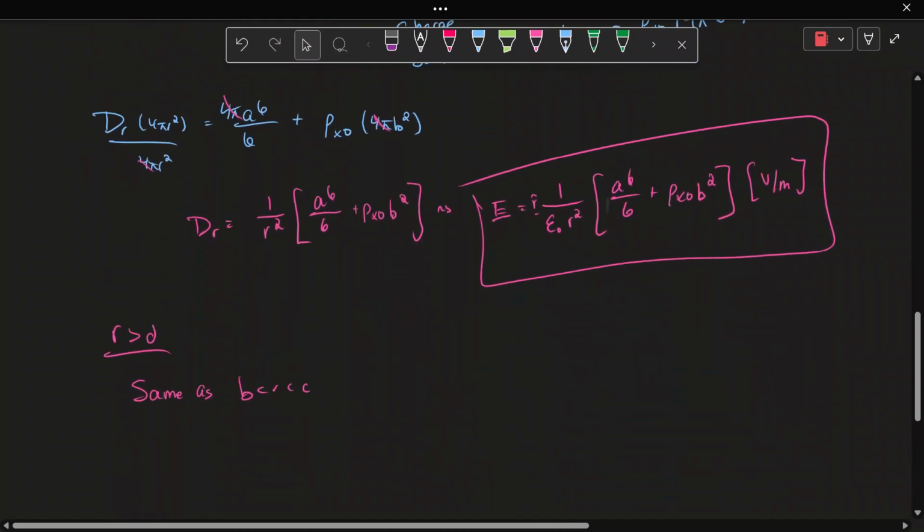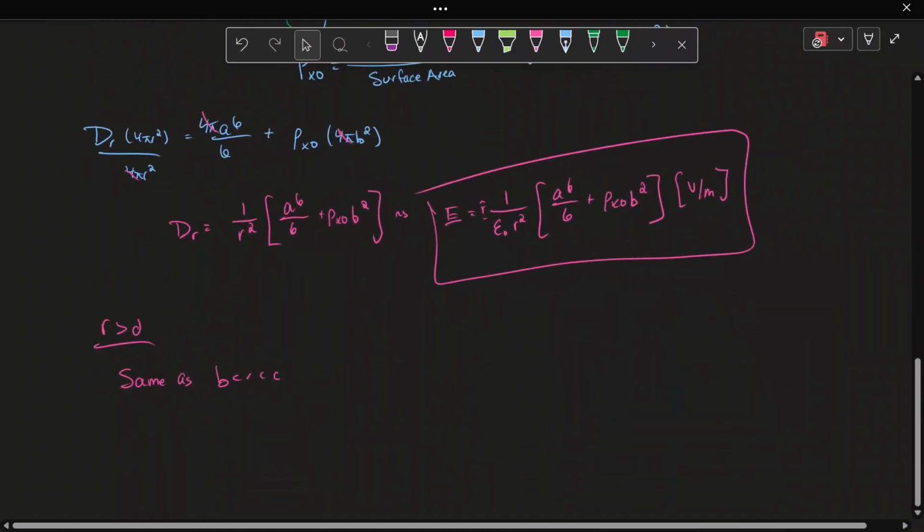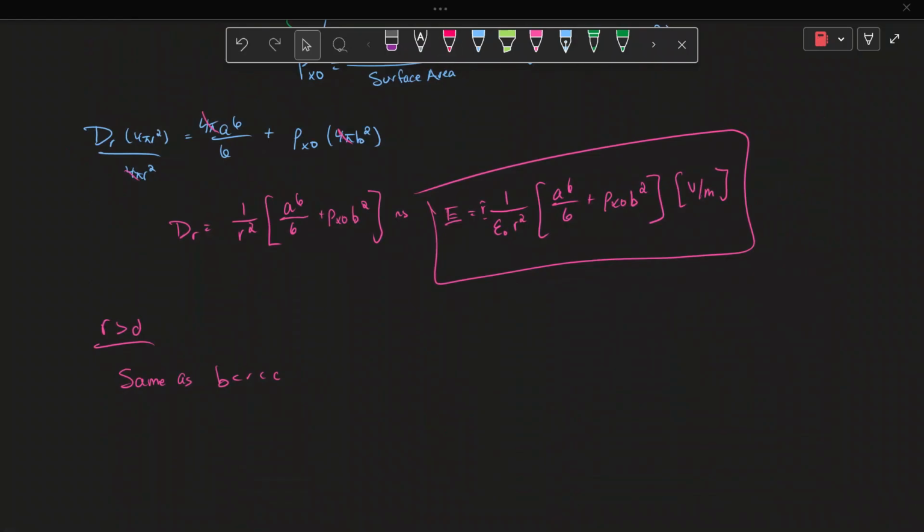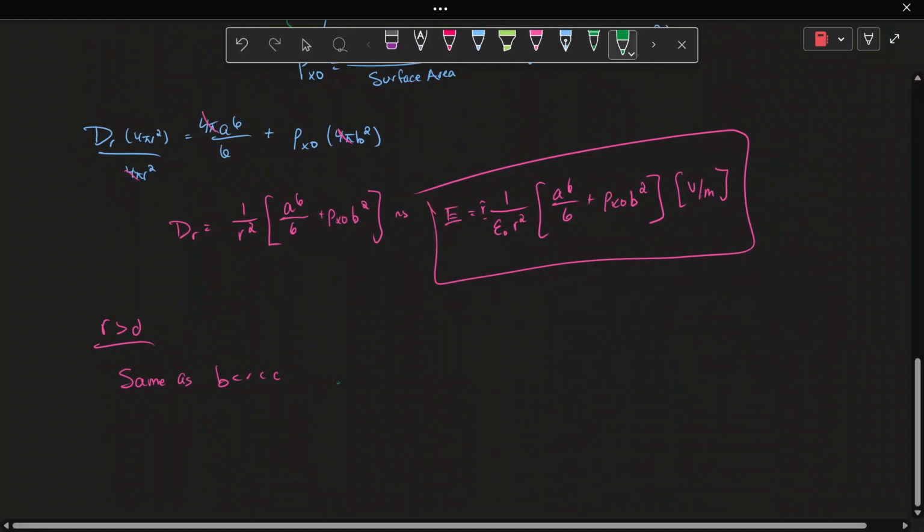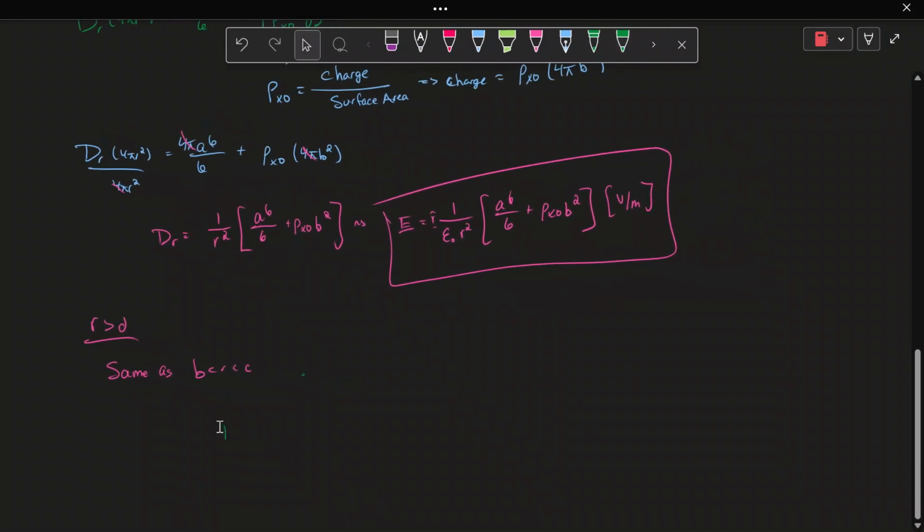Now, when R is greater than D, what we're going to get is the same as B is less than R is less than C. So, I mean, you don't have to do anything. Nothing's different because we've baselined that charge to be at B and baselined the charge to be at A. So we don't have to change anything. There's no change in anything. So whenever the radius is greater than D, what we have is, of course, the same thing.